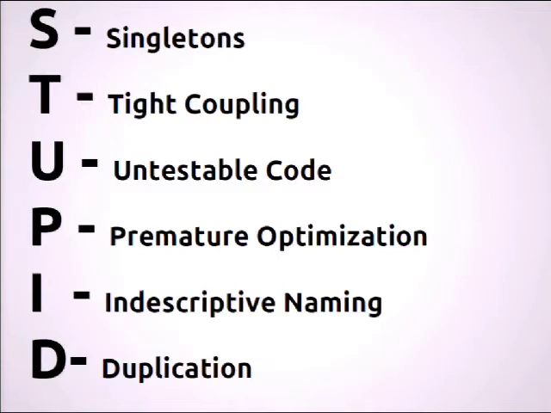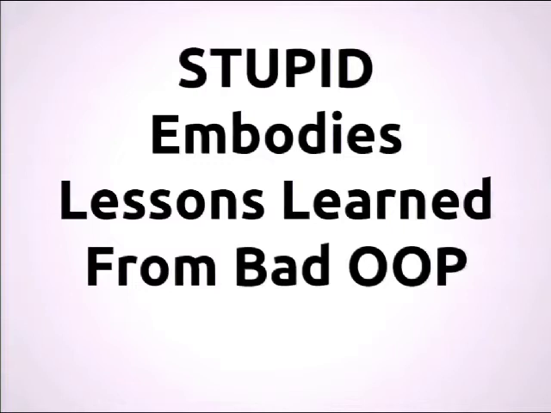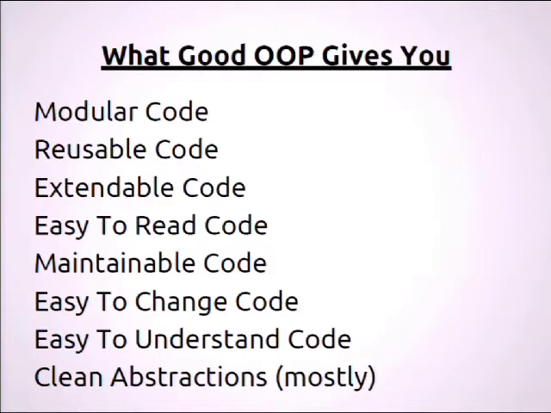So STUPID embodies lessons learned from bad object-oriented code. Straightforward. Good object-oriented code gives you a whole bunch of things. It gives you modularity, it gives you extensibility, it gives you easy to read and easy to understand code. It gives you clean abstractions, hopefully. But it all comes at a cost, or it actually all comes at a lot of costs.